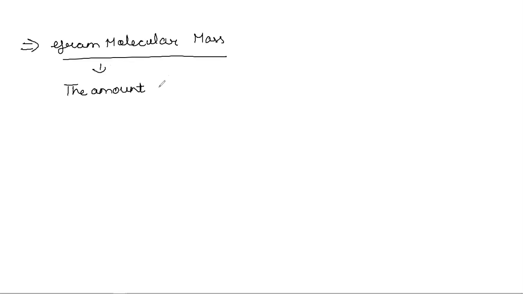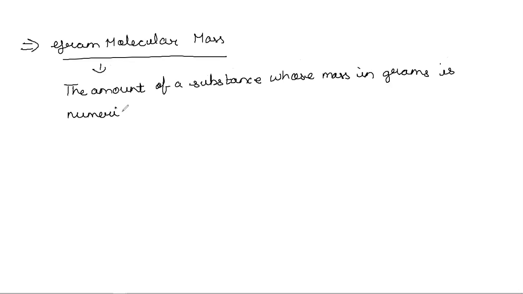Gram molecular mass. ग्राम एटॉमिक मास किसके लिए था? एटम्स के लिए था. सो ग्राम मॉलिक्यूलर किसके लिए होगा? फॉर मॉलिक्यूल्स, राइट? सो यू कैन राइट डाउन द अमाउंट ऑफ अ सब्सटेंस whose mass in grams is numerically equal to its molecular mass is called gram molecular mass.